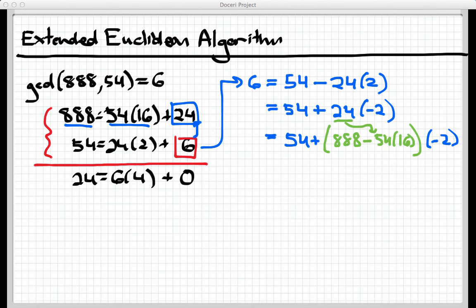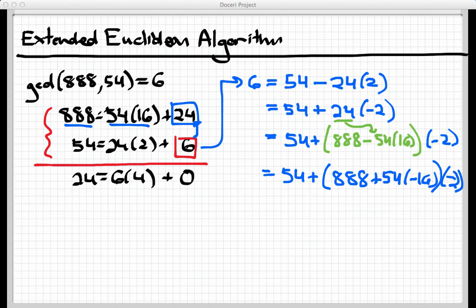Now let me simplify some of the math here and explain what happens. Okay, so I have 54 in here. Inside the parentheses, I'm going to do what I did a little earlier and say this is 888, and not subtracting 54, but adding 54 times a negative 16. And the whole group there is multiplied by minus 2. Now if I distributed that minus 2 through, I have a 54 here, and I would have 888 times minus 2, and then I'd have to multiply it to here as well, so that would be 54 times negative 16 times negative 2, which is positive 32.